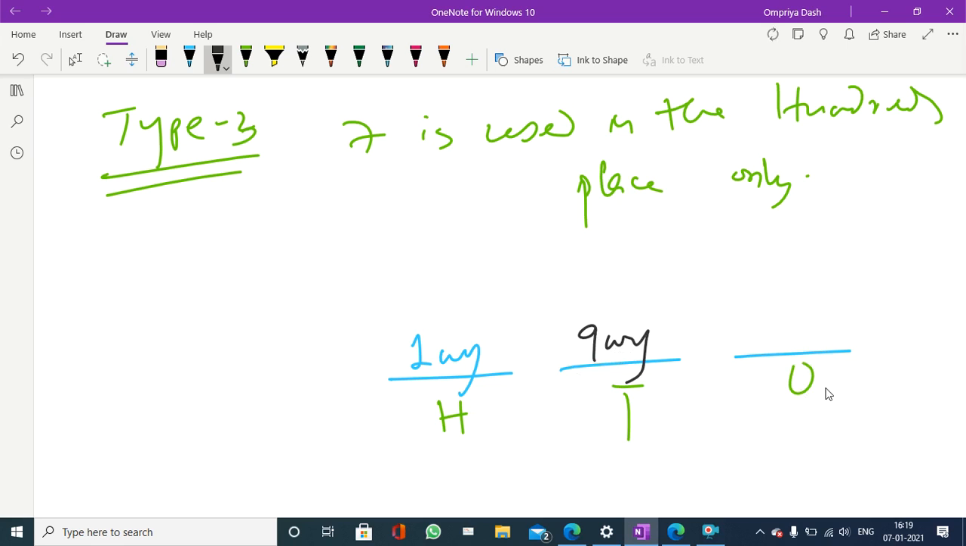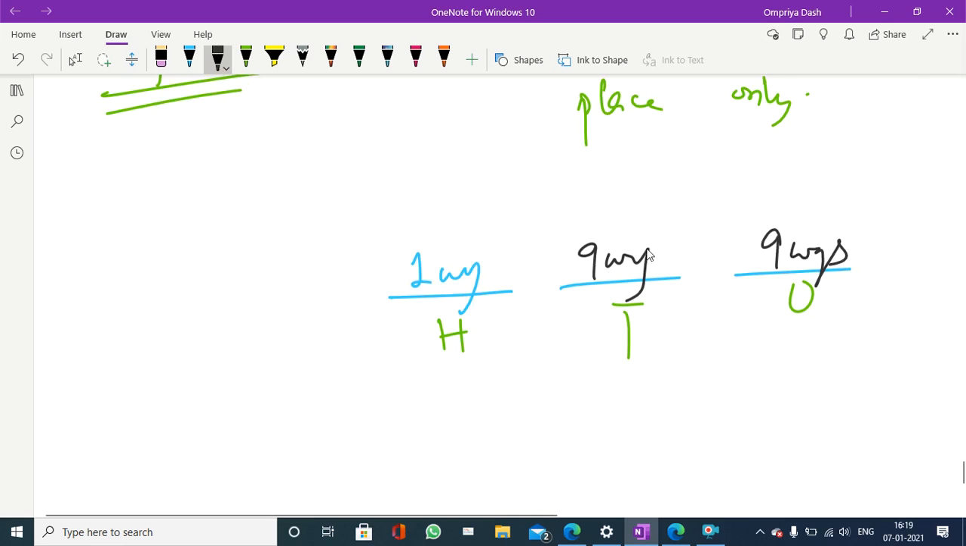Now I want to fill this. In how many ways can I do it? 9 different ways, because you can't use 7, but here you can use 0, no problem. So other than 7 you can use any digit. So in how many different ways can you do it? 9 into 9, 81 different ways.